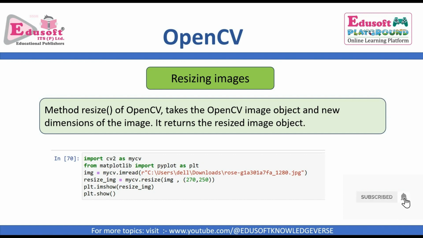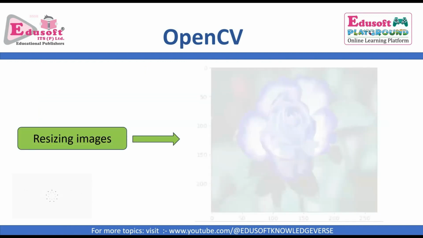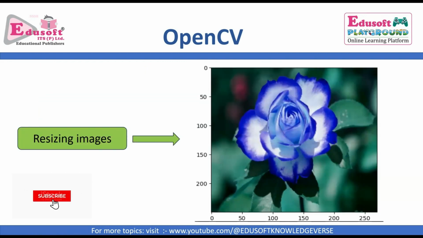In this, what is the first argument? You have to give the image reference as the first argument. And what is the second argument? The second argument is the dimension of the image. And you can see your output like this. So this is the resized image of the original image. In this way, using the resize method of the OpenCV library, you can resize your image to the desired size.